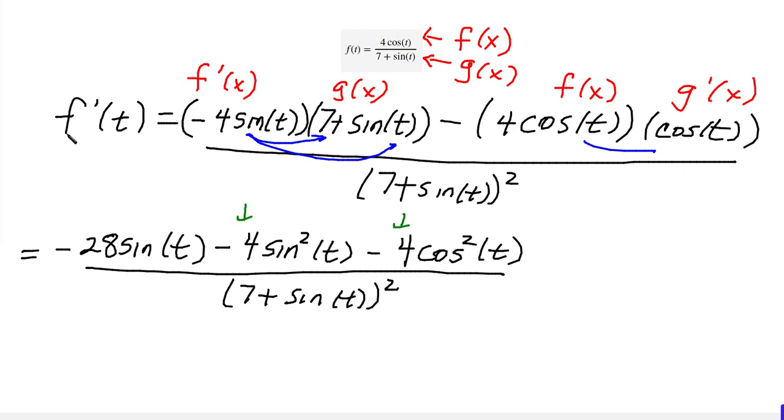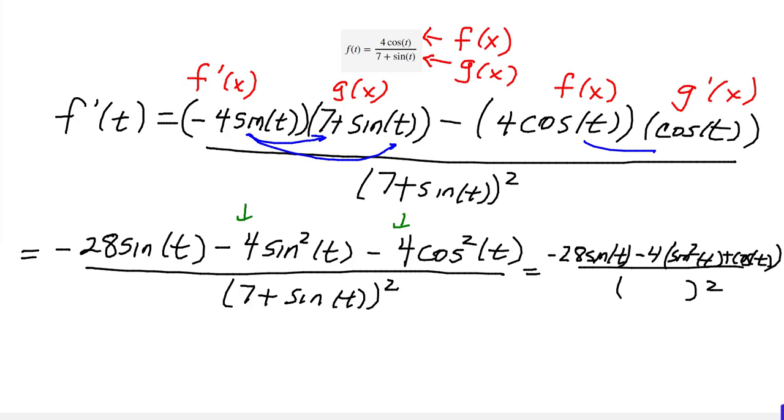All right, now from here, you might notice the negative 4 that you could factor out front, but what I notice is the sine squared, cosine squared. I remember that that equals 1, but what I would do first then, so this equals negative 28 sine t minus, factor out a negative 4, and so I get my sine squared t plus cosine squared t, and then all over the bottom squared.